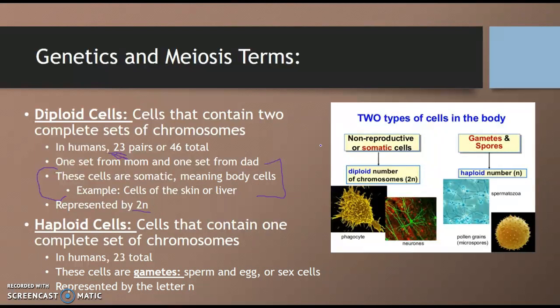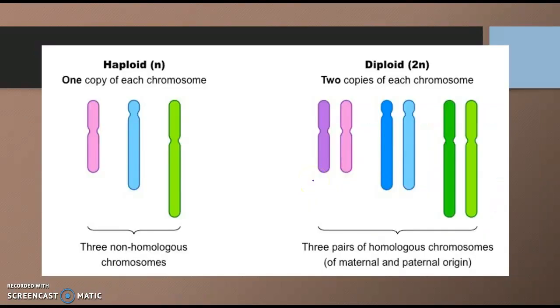And then haploid cells are cells that contain one complete set of chromosomes. In humans, you're going to have 23 total, not 23 pairs, just 23 total. These are going to be your gametes, so your sperm and egg, or sex cells. They're represented by the letter N. If we look over here at this chart, you can see gametes and spores, which is more for plants. We're going to focus on gametes here. So sperm and egg are going to be haploid, and all of our somatic cells, which are our body cells, are going to be diploid.